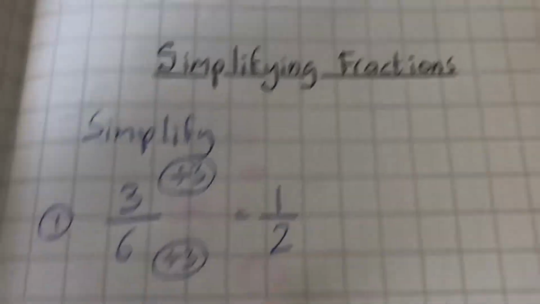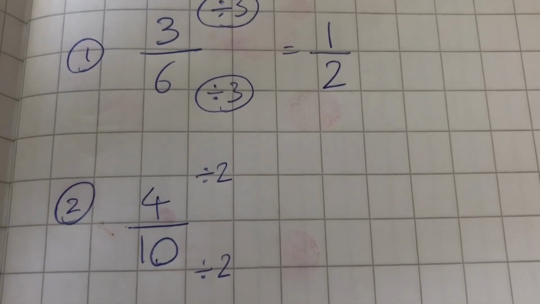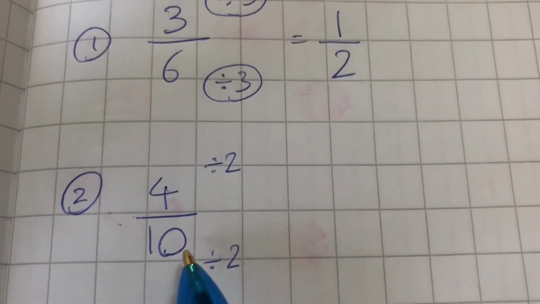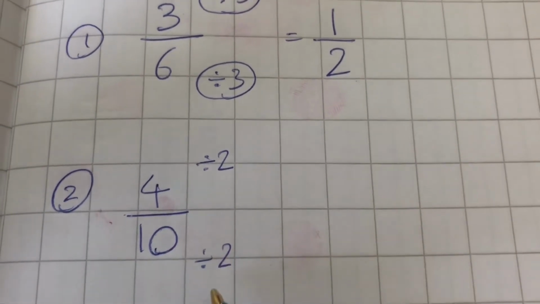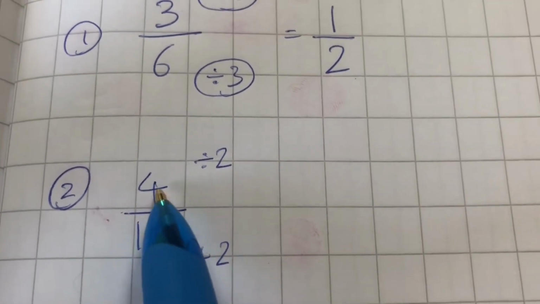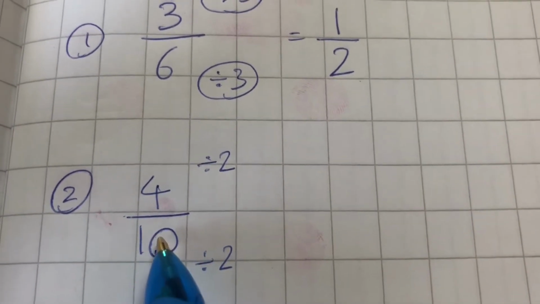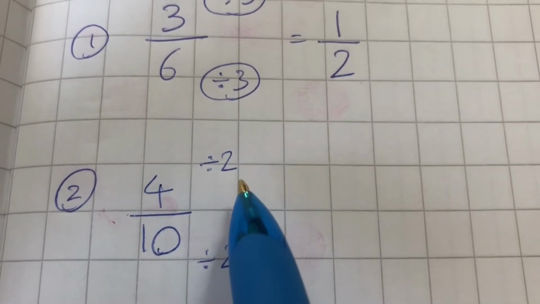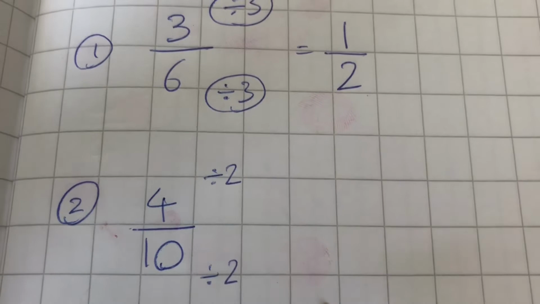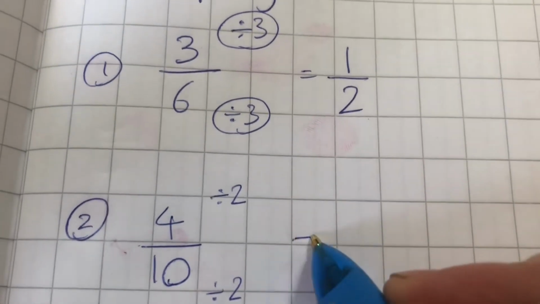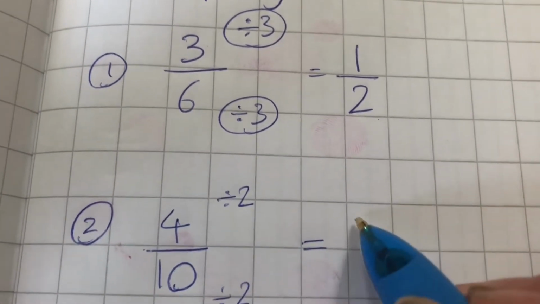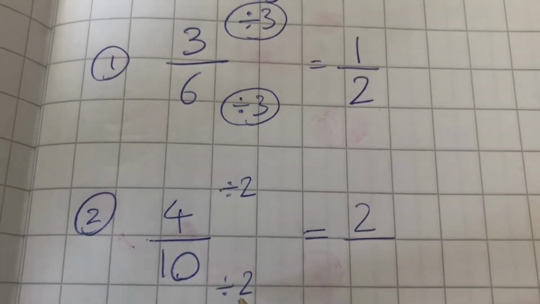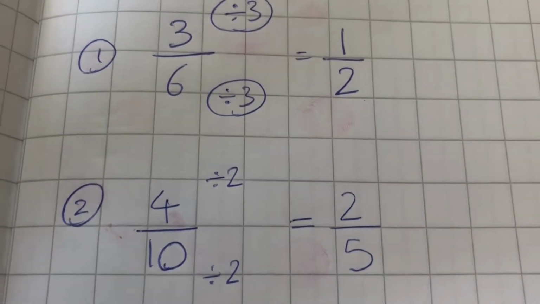Now the second example I have here is 4/10. You always try to divide by the largest possible number. In this case, we have 4 and 10. Well, I know they're both even numbers. The largest number, and the only number that's going to go into each of these to simplify it, is 2. So I divide the top and the bottom by 2. On the top I get 4 divided by 2 is 2, and 10 divided by 2 is 5.